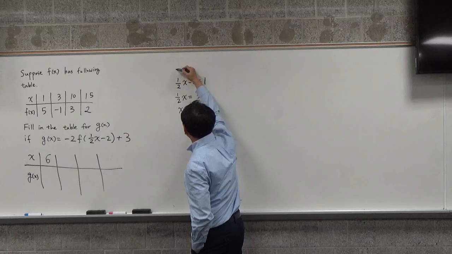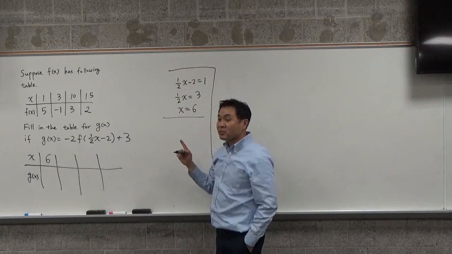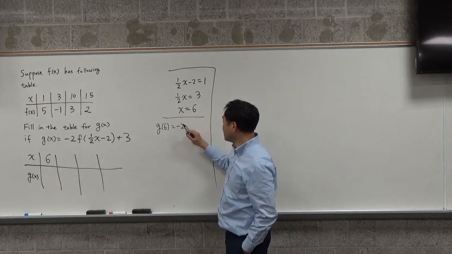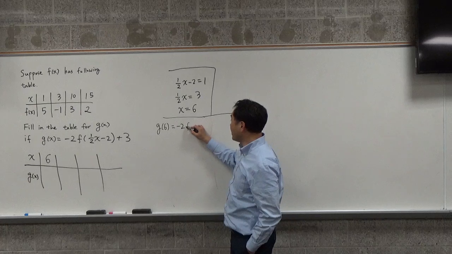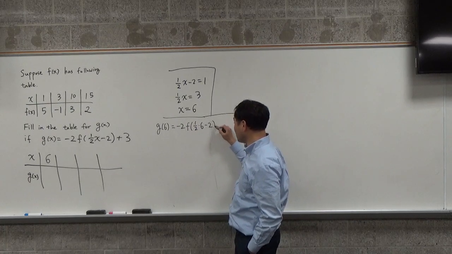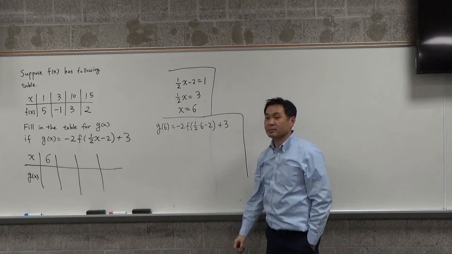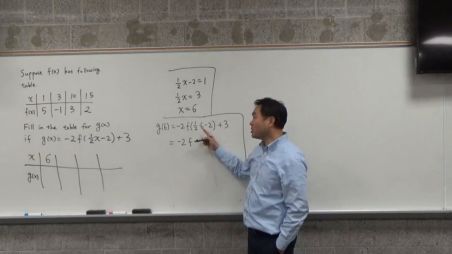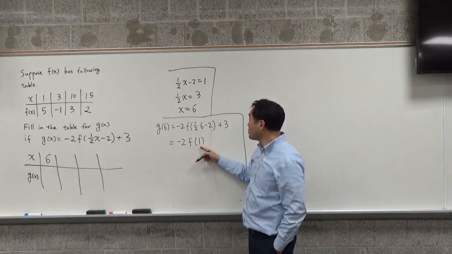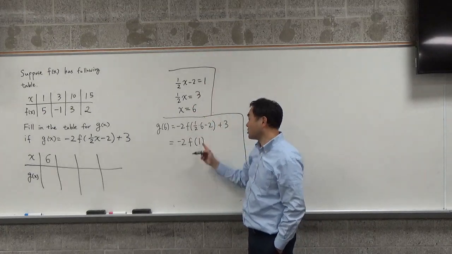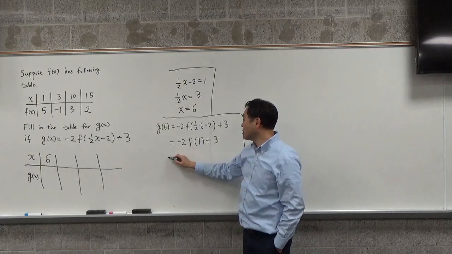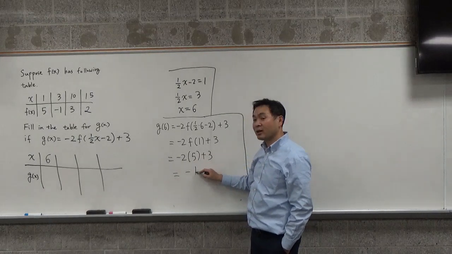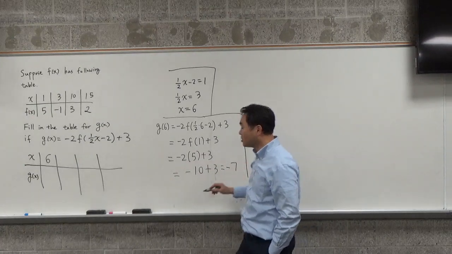But then, this is one thing. When x is 6, let's try to evaluate what g of 6 is. g of 6 is equal to negative 2 times f of 1/2 times 6 minus 2, plus 3. And then, negative 2f, what's 1/2 of 6? 3. 3 minus 2 is 1. And it should be giving you 1 because that's how we found the number 6. If you plug in 6, you better be getting the 1, right? So that's not a surprise. Now, what is f of 1? 5. Which is negative 10 plus 3, which is negative 7. So negative 7 goes here.